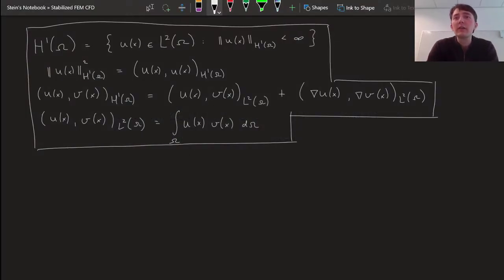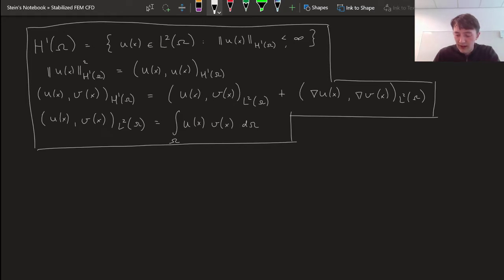So now that we've defined these function spaces, we can start to talk about differential operators. Here's a slight recap of what we did in the previous video. We're talking about the H1 Sobolev space, and we defined this to be a set of functions in L2, but with another requirement, namely that its H1 norm is well defined, is non-infinite.